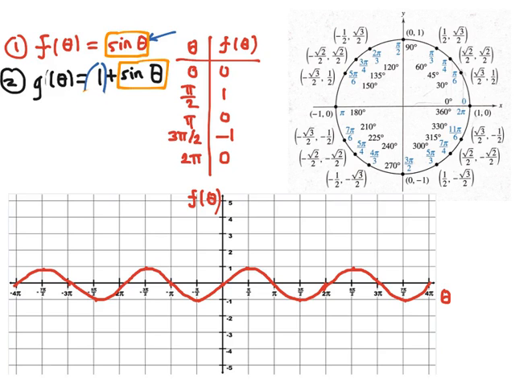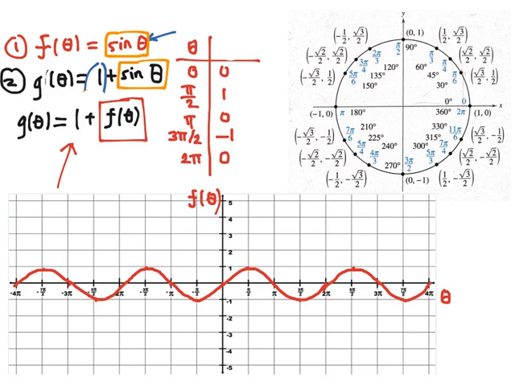I can write g of theta in terms of f of theta as follows. I can write g of theta is equal to 1 plus sine of theta, which is f of theta. So you're taking the graph of the parent sine function and you're shifting it by 1 unit, because what's going on is these are y coordinates from the parent function, and you're adding 1 to each y coordinate, causing each y coordinate to increase by 1.